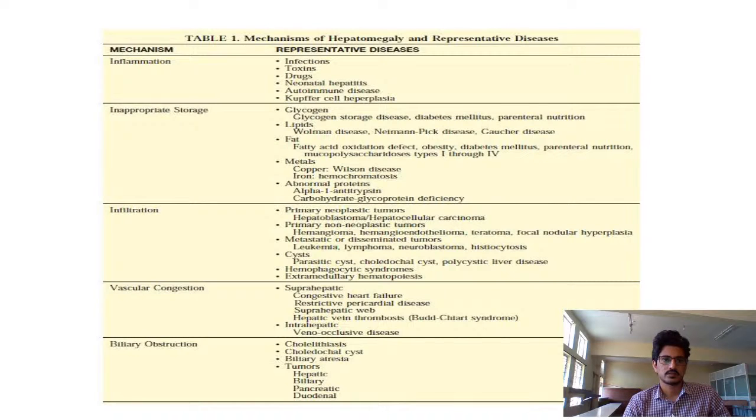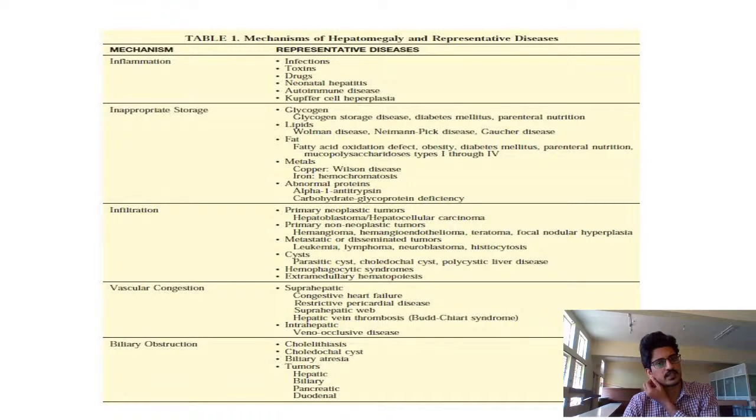So coming back to the causes of hepatomegaly, there are many causes, but you can't remember them so easily. So you have to remember in terms of infections or inflammation, storage and infiltration, and vascular congestion or biliary obstruction. If you remember these points, it is good for you. In case of infections, it is malaria, typhoid and other things, and in case of inflammation, it can be because of hepatitis, autoimmune diseases, and toxins and drugs.